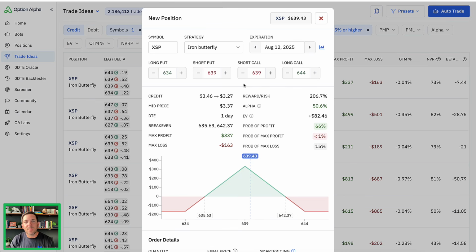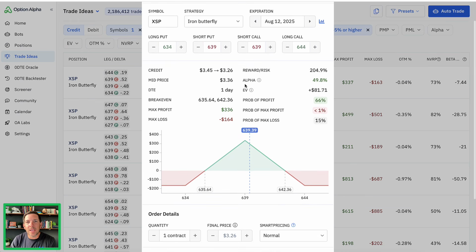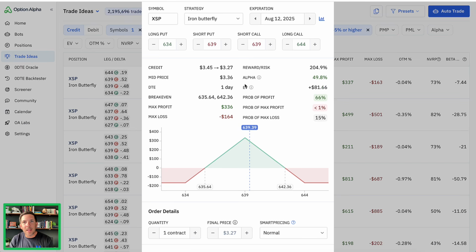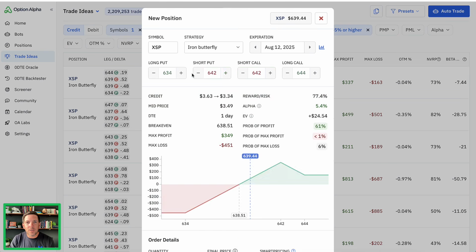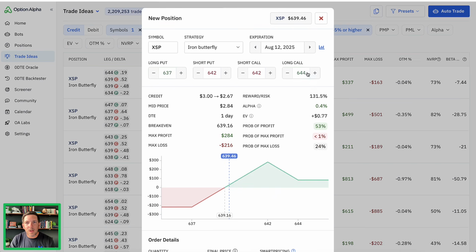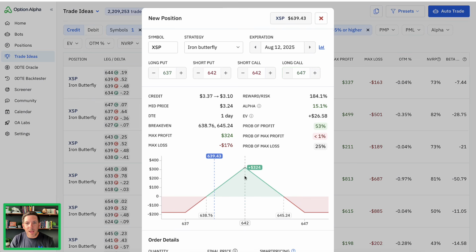Now, the other thing you can do with iron butterflies is you can tilt the iron butterfly a little bit higher or lower based on if you think the stock might trend higher or a little bit lower. It doesn't always have to be placed right at the money. So you can actually adjust this position higher. We'll just adjust these strikes up here to 642, for example. Let's adjust these strikes up a couple as well and get that balanced payoff diagram. Now you can see we just shifted the entire strategy up a little bit. We have our short strikes at 642. The stock is trading at 639.